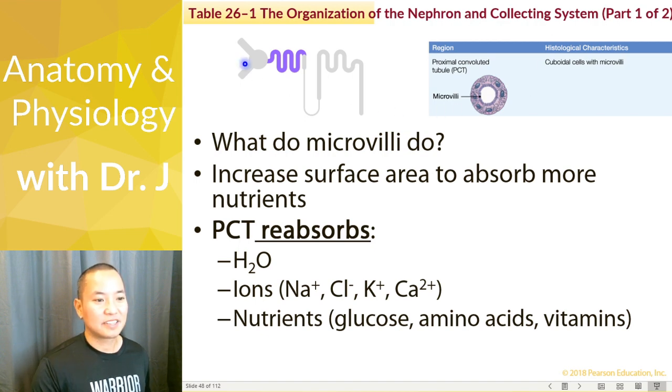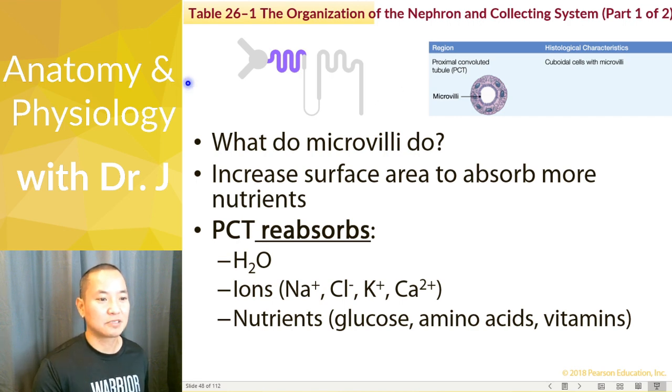It's there because, again, if things like glucose, amino acids, and vitamins filtered out and you didn't have the microvilli and you didn't reabsorb them, every time you urinate, you're losing nutrients, you're losing calories. So you'd have to pretty much eat constantly to replenish all the nutrients that should be in your blood. So your PCT, this is why I like to think of it: the PCT wastes no time in reabsorbing nutrients.